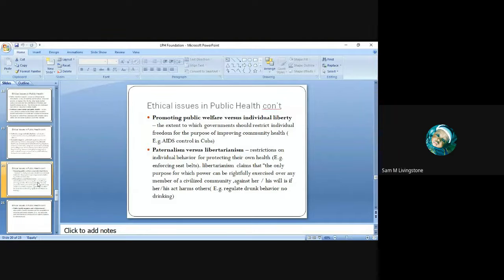In paternalism versus liberty, let me just say libertarianism. Restriction on individual behavior for protecting their own health, example, enforcing seatbelt, like I was saying. Libertarianism claims that the only purpose for which power can be rightly exercised is when the person on whom it is performed does it themselves. Not somebody telling him to do it. Drinking behavior to no drinking. You are playing with my liberty. God said you should not. The ethical issue says you should not force it on us. Government is trying to do something to make money out of it. You will find people when they are drunk, they will harm people against his or her will.